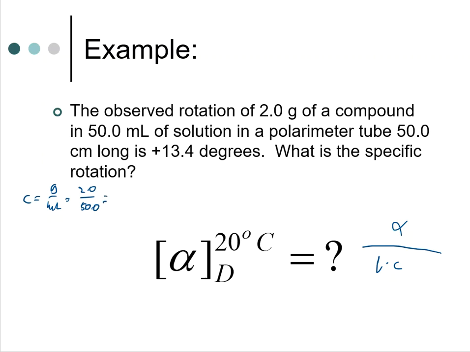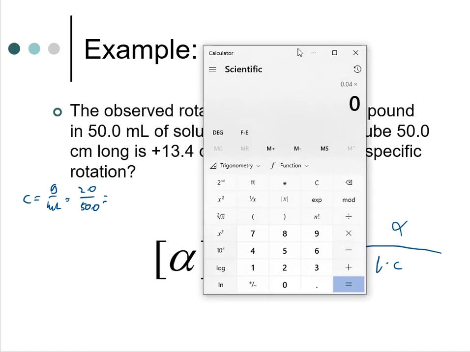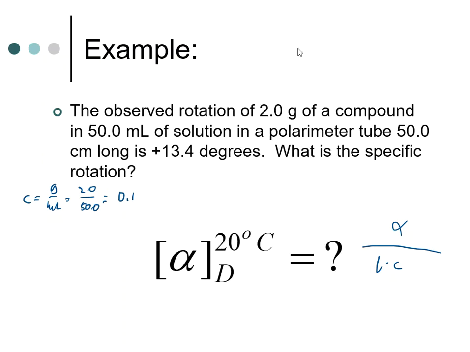So the only thing that I have to do in order to get the proper value that I need for concentration is I need to go through and take 2 divided by 50 and hit enter. And this gives me 0.04. So that is the value that I'm going to use for C in this equation. 0.04. There's my concentration. 13.4 degrees is what I saw. 13.4 degrees is what popped out on the instrument when I ran it. So that is the observed rotation. 13.4 needs to go up on top.